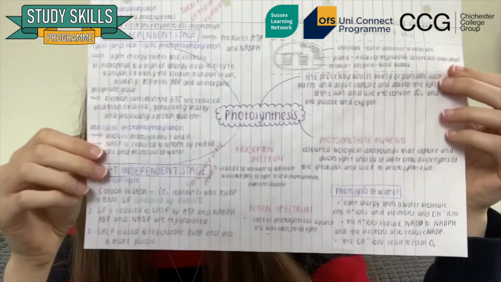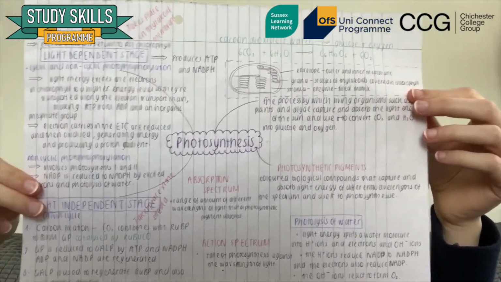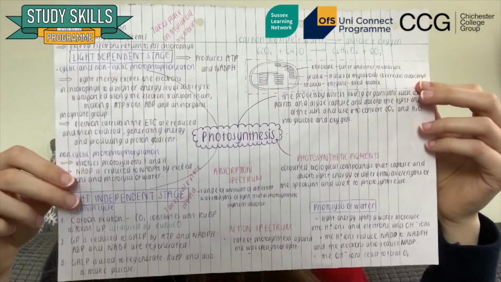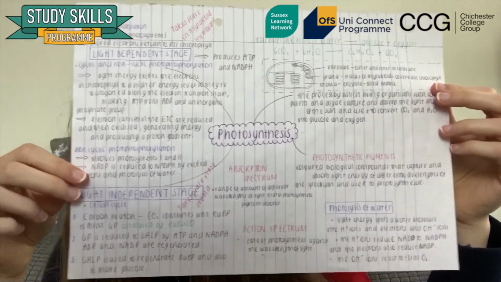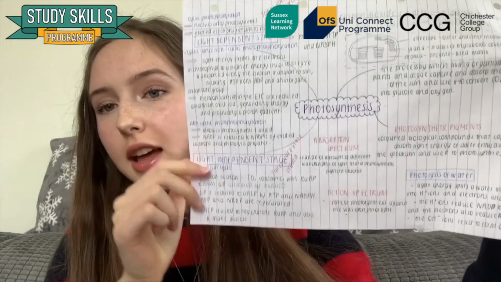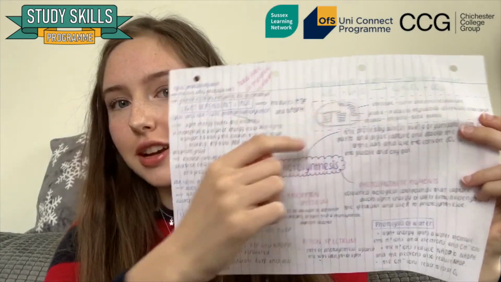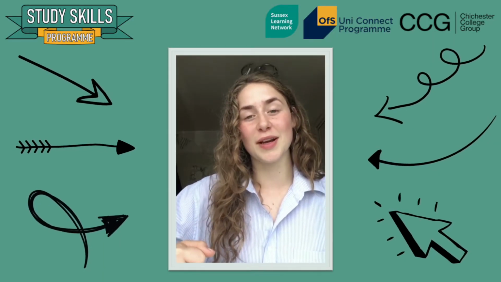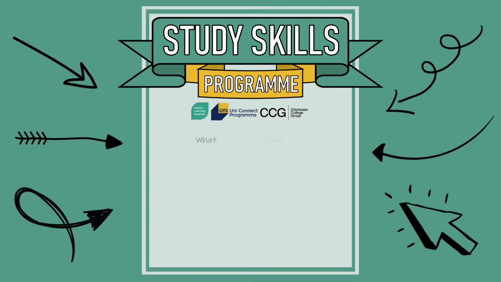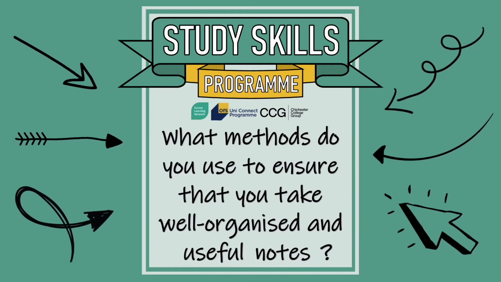This is a mind map I made for biology, and as you can see, the title is in the middle of the page in purple, the subtopics are in different corners of the page in blue, and the main information is in black, and I've also added any extra information in green. So I would 100% recommend mind maps.